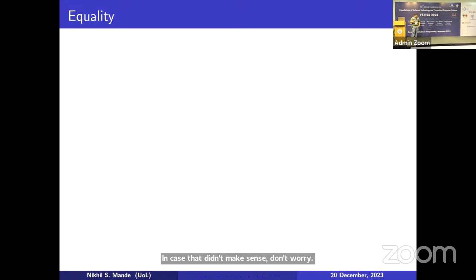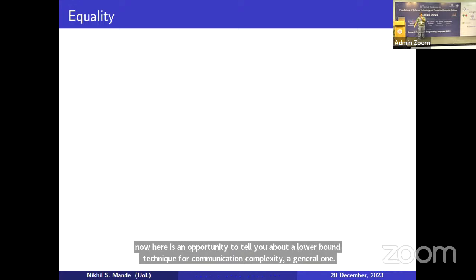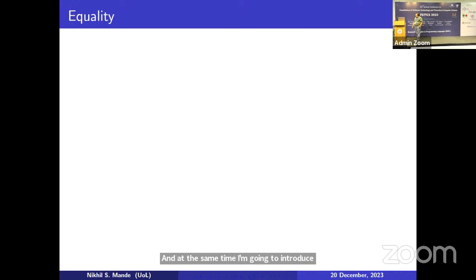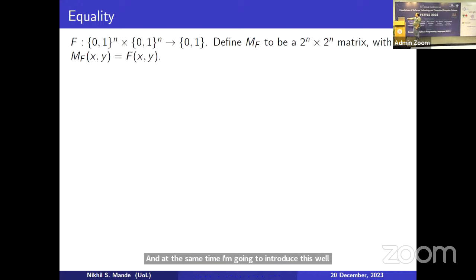Good. So now here's an opportunity to tell you about a general lower bound technique for communication complexity, and at the same time, I'm going to introduce this well-studied equality function. Our setup has a function on a distributed input. Let's assume that they're n bits each. For such a function, I'm going to define a 2^n by 2^n matrix, which is called the communication matrix of F. The rows are indexed by all possible Alice inputs, the columns are indexed by all possible Bob inputs, and the (x, y)th entry is just F(x, y).